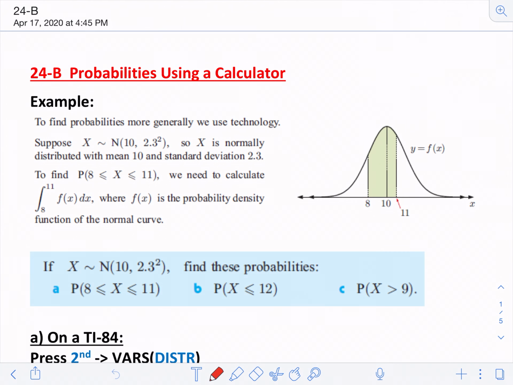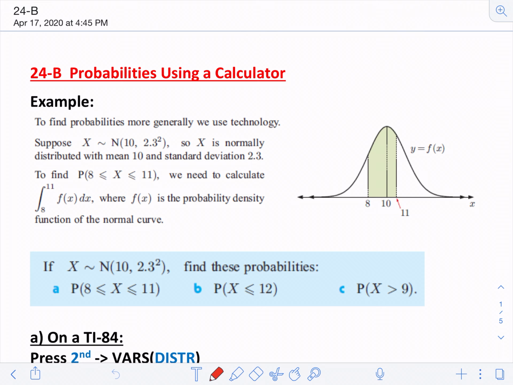Hi everybody, welcome back. Today we are going to continue with the normal distribution, but today we're going to look at using these probabilities on a calculator. So if you have a graphing calculator handy, go ahead and grab that and hit pause for a moment, might be a good time to do so.